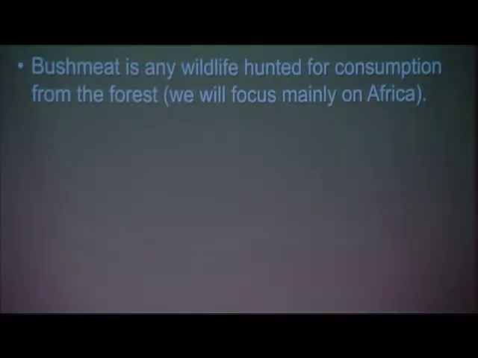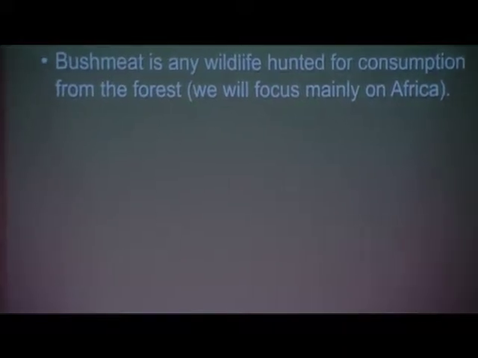Now, to define bushmeat, for those of you who have not heard about it, it's basically any animal that is hunted in the forest and eaten. In Africa, they call the forest the bush, and so bushmeat is just anything that's hunted there. We will focus primarily on Africa in this presentation, but I want to make you aware that there's active bushmeat hunting also in Asia and in South America, and imported bushmeat in Europe and the US. Now, bushmeat is a very important part of people's diets. For many people, it's the only way for them to get protein. In some countries, though, over 1 million metric tons of bushmeat leave the forest every year, which is a huge amount.